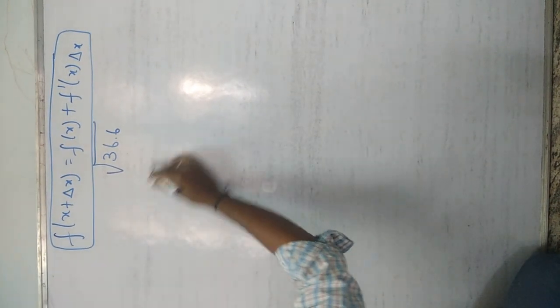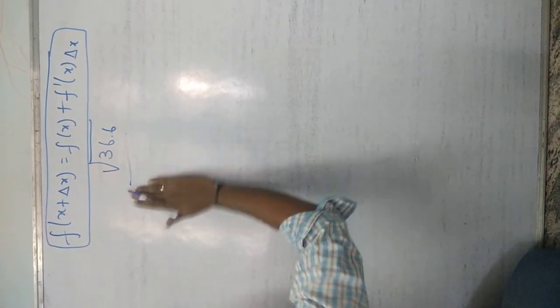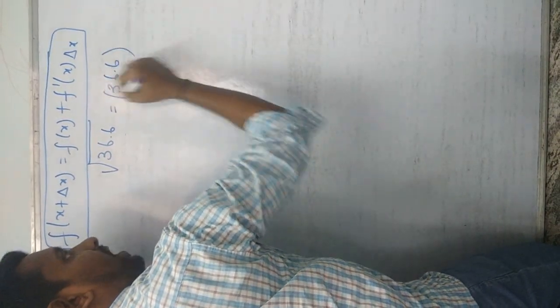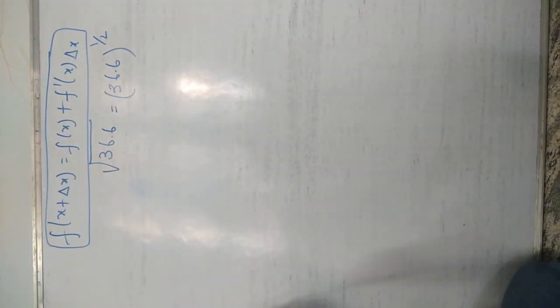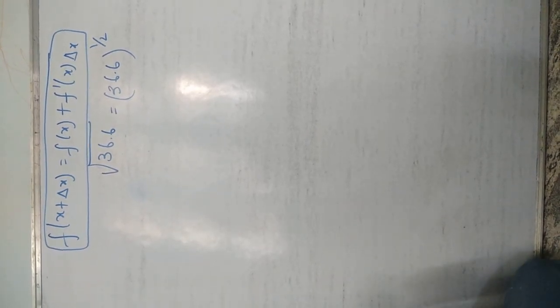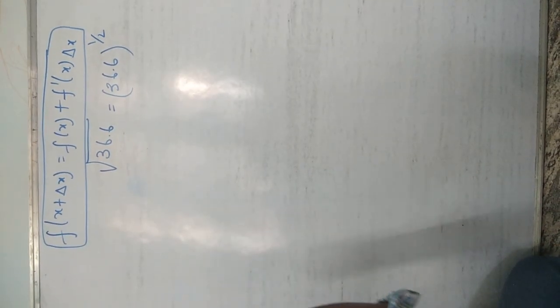The first one, the formula is written here to find errors and approximations. The first step: square root of 36.6 can be written as 36.6 to the power 1 by 2. Square root is power 1 by 2. Now, in the previous video I told you the shortcut to find this. Which two numbers is 36.6 nearest to?